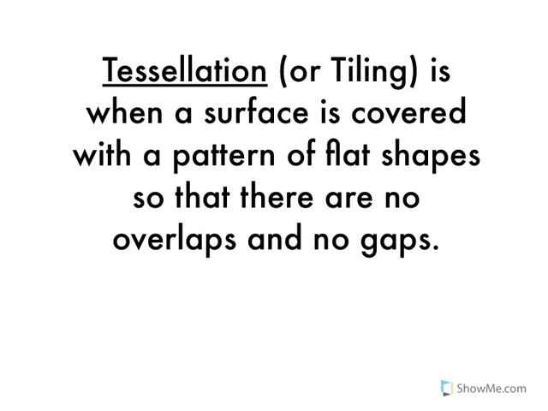Let's start with a quick definition. Tessellations, or tiling, is when a surface is covered with a pattern of flat shapes so that there are no gaps and no overlaps. Please take a moment to copy this definition into your notes now. Pause the video.